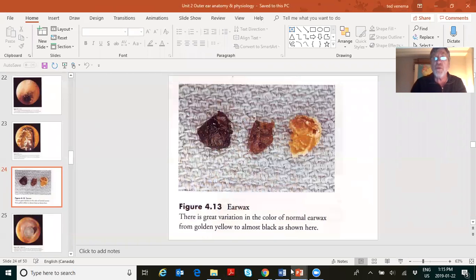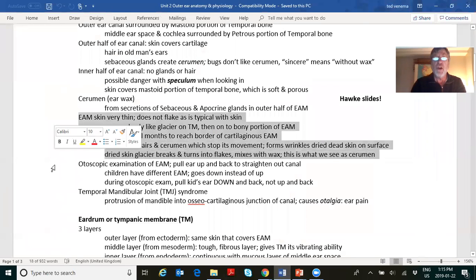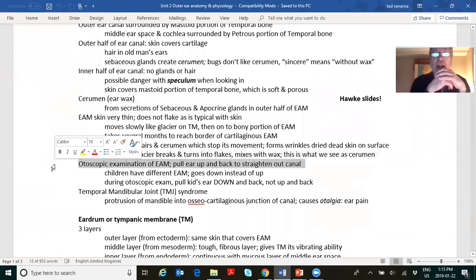Let's go to our notes. Take a peek here. That's what this was about. Otoscopic examination of the external auditory meatus. There it says it. Pull ear up and back to straighten out canal. Children tend to have different ear canals a bit. It goes down instead of up. So during an otoscopic exam of a child, you'll pull the ear down and back, not up and back. But we're HISs, hearing instrument specialists. We work with adults. We don't mainly work with children much. So don't worry about that.